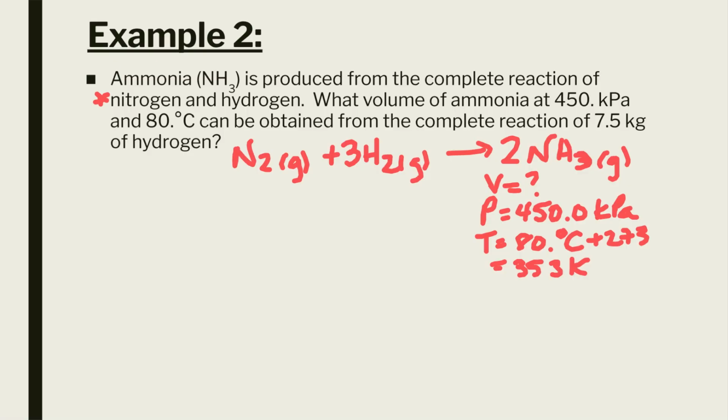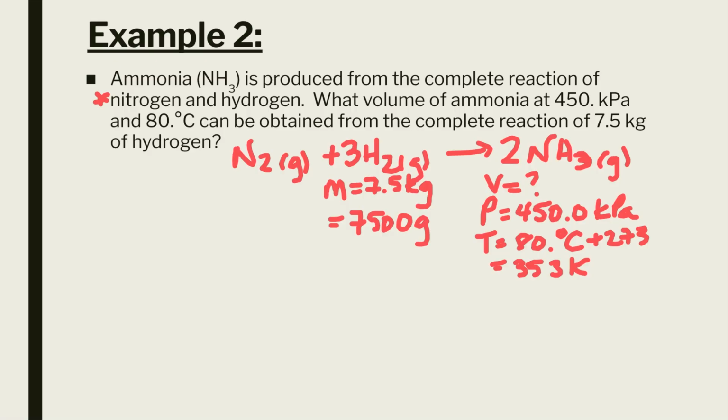And then what else do we know? Oh, we know that it's 7.5 kilos of hydrogen. Okay, so our mass here is 7.5 kilograms. We do not want that unit because if I have a mass, I'm going to need molar mass off the periodic table. Those units are in grams per mole. So let's convert this. We're going to multiply by 1,000 and convert it to grams.